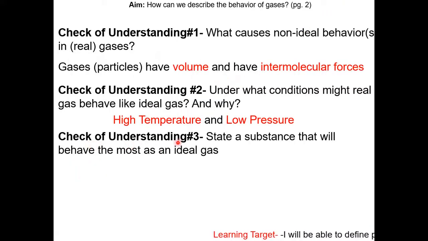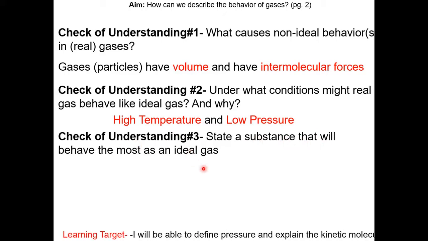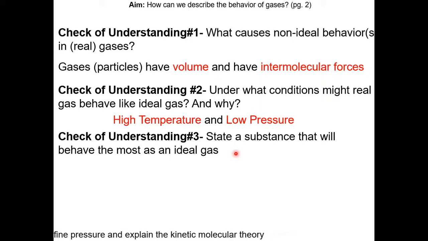Check of understanding number 3, state a substance that will behave the most as an ideal gas. So you're looking for a gas particle that's very small and does not exert a lot of intermolecular forces. An example of this would be helium or hydrogen. So this concludes the video lesson.